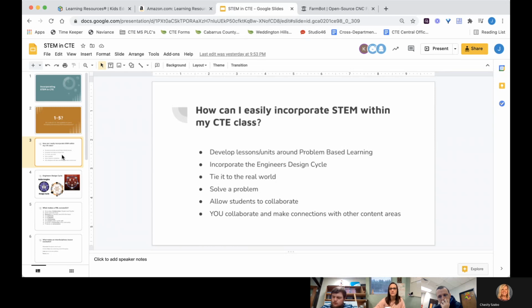The way to do this is to make sure that when you're developing your lessons and your units, you're putting problem-based learning as the mode in which you'll deliver that information. Make sure you are incorporating the engineering design cycle, tying it back to the real world, having the students solve a problem, and allowing them to collaborate.